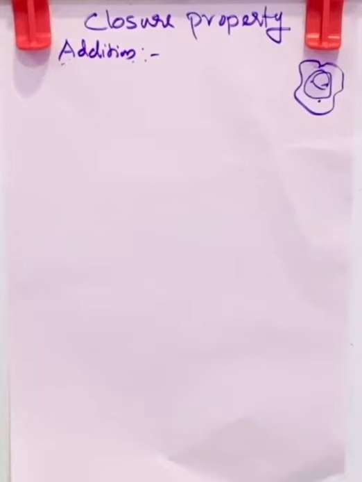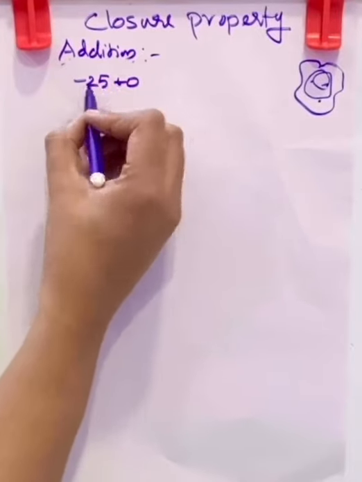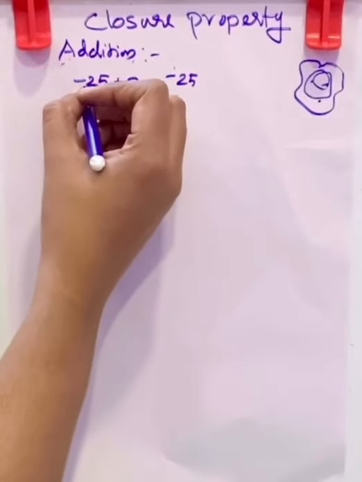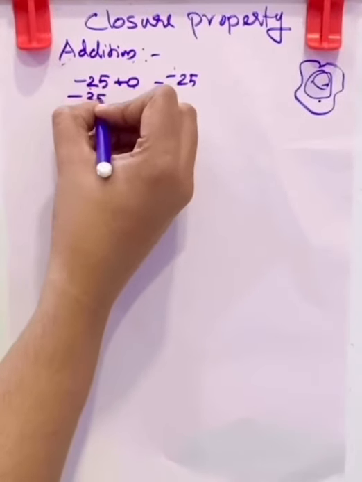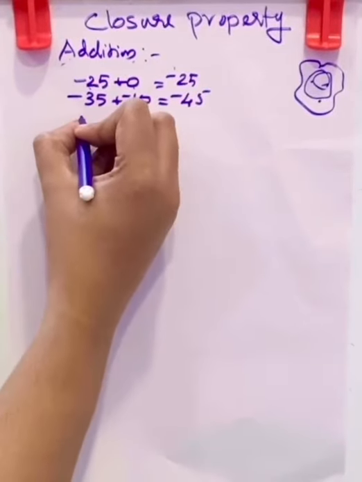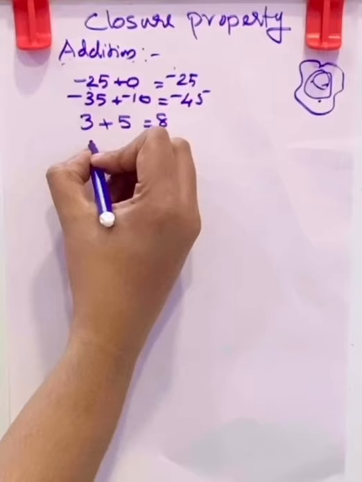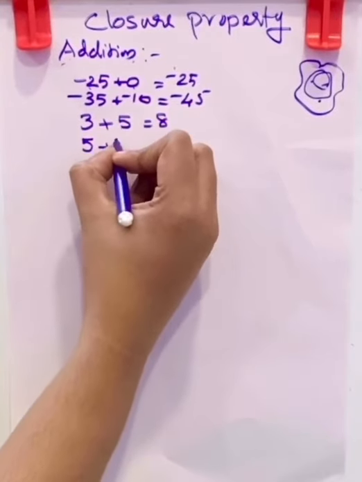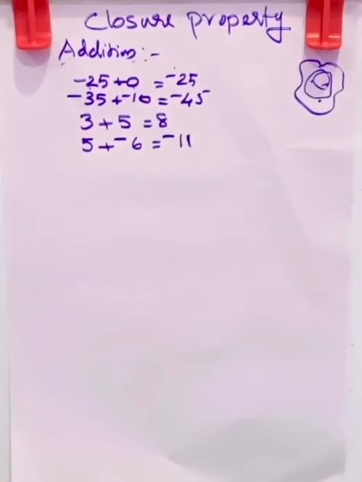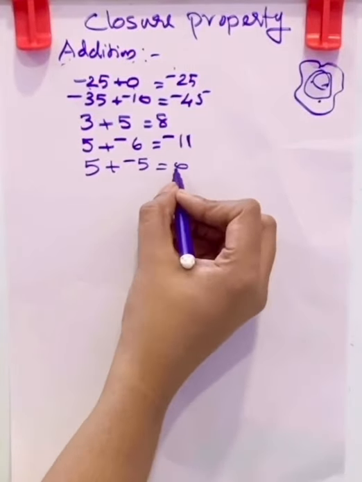Let us check an example here. Negative 25 plus 0. These are two integers. The answer is negative 25, again an integer. Now, minus 35 plus minus 10. The answer is negative 45, again an integer. If it was 3 plus 5, 8 is an integer. 5 plus minus 6, minus 1, is an integer. Now 5 plus negative 5 is 0. 0 is also an integer.